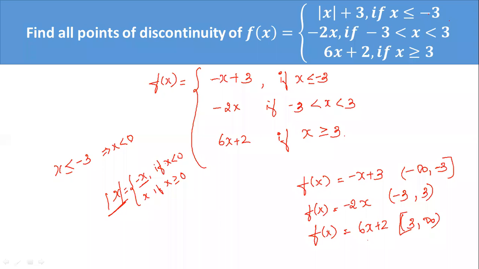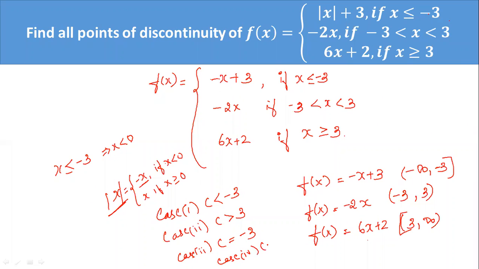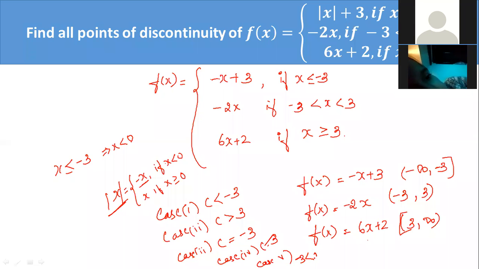Just check properly. First thing you have to check, case 1, is c less than minus 3. Case 2 is c greater than 3. Case 3 is you have to check at c is equal to minus 3, and case 4 at c is equal to 3. And case 5, yes, good Sahana has got 5 points where we have to check. Case 5 is in between 3 and minus 3. In between 3 and minus 3 also you have to check.